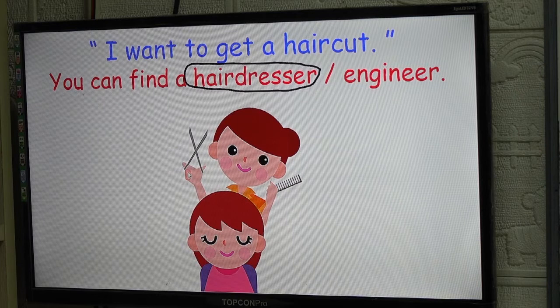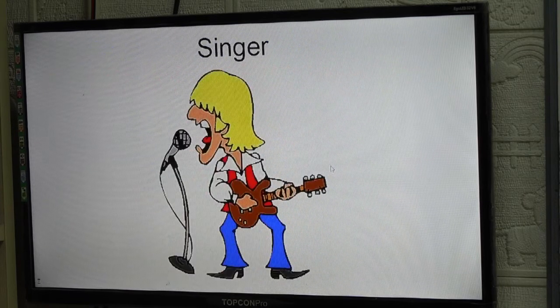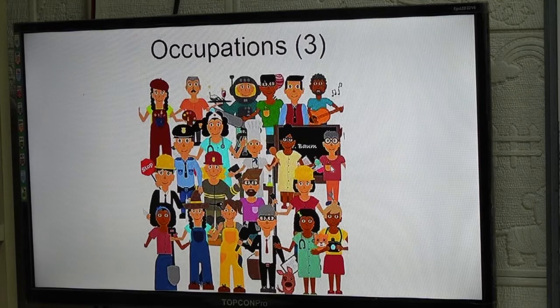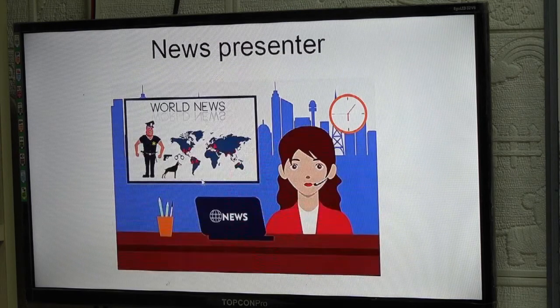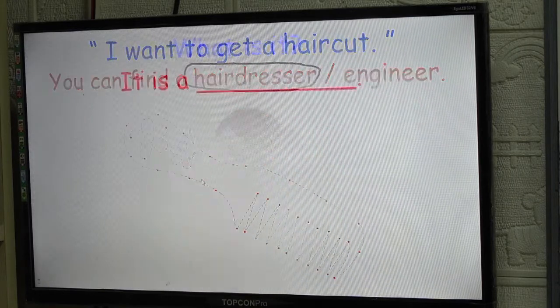So what does a hairdresser use? What tools do they use? Many, right? Some of them are here in the picture. They use haircut scissors and a comb, and there are many actually. Some of them are here. That's the blow dryer for the hair, and the hair straightener. These are the tools that they use. Okay.